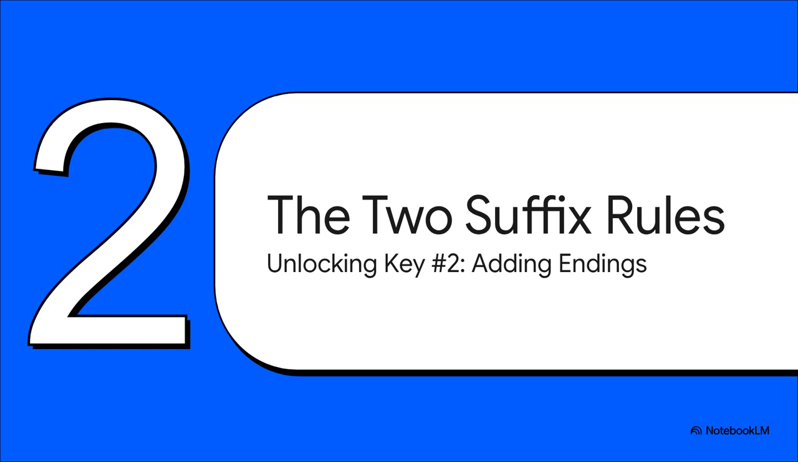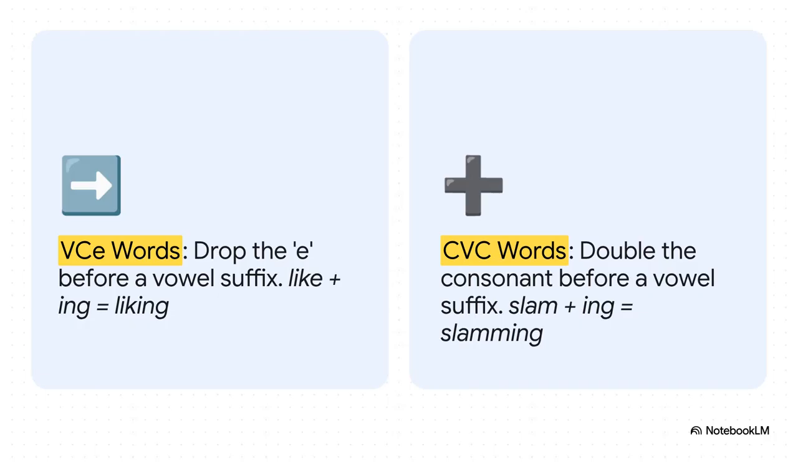Okay, so we've got the CVC and VCE patterns down. Now we can finally go back and solve our original puzzle, hopping versus hoping. This brings us to our second key, which is all about two simple but super powerful rules for adding endings, or suffixes, to words. And here it is, the whole solution, right here.